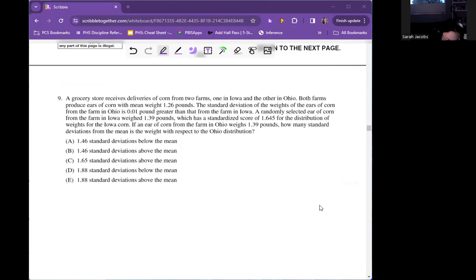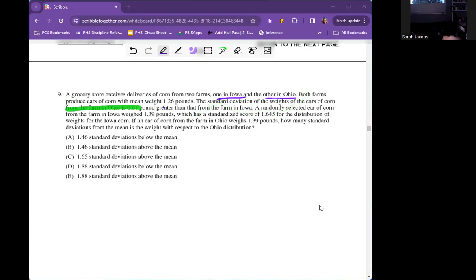Yeah. A grocery store receives deliveries of corn from 2 farms, one in Iowa and the other in Ohio. My boyfriend would find that shocking that they're 2 different places. He loves to confuse the two. Both farms produce ears of corn with mean weight of 1.26.